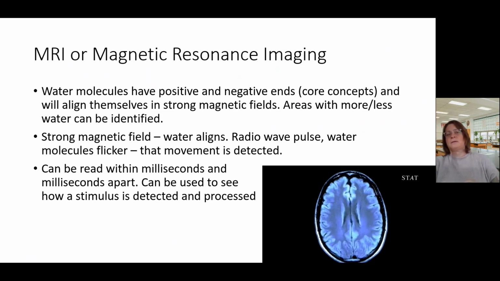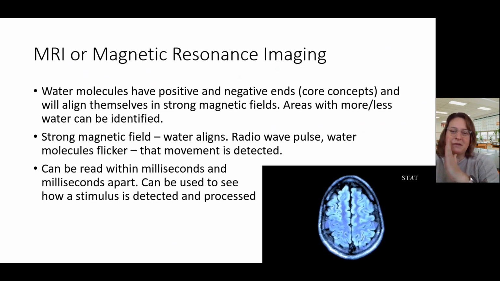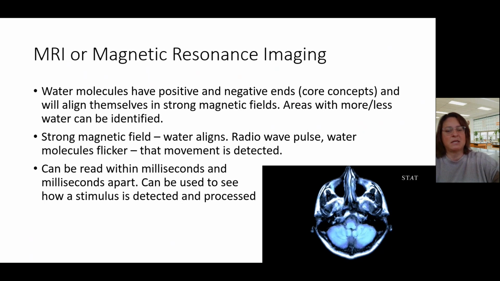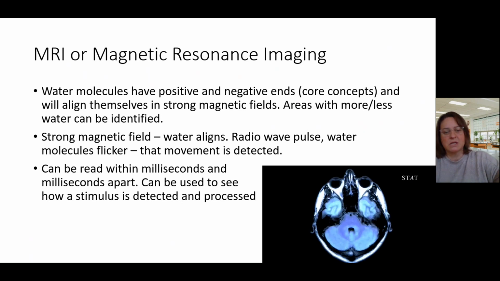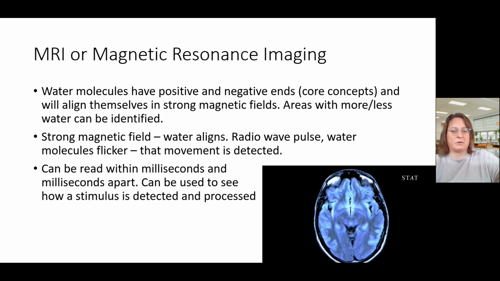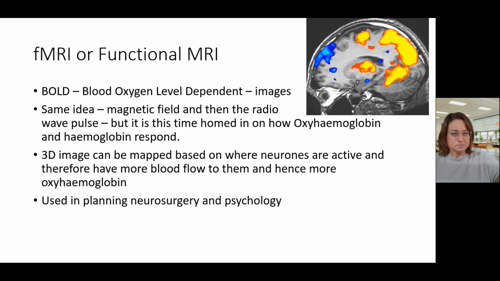You get your fancy cameras reacting to that. So it's literally aligning the water molecules and then giving them a little bit of a slap, making them wiggle with radio waves, and it can be detected. Again, it can be read within milliseconds. If you want the functional MRI, showing what regions of the brain are active, that's different. But at the moment, this is just to get an image of the brain.